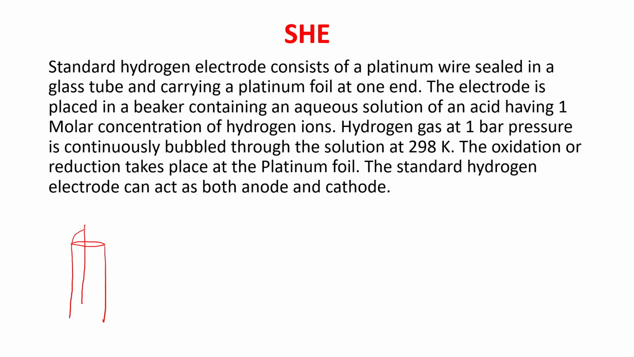So this platinum wire is sealed in the glass tube and carrying a platinum foil at one end. The electrode is placed in a beaker containing an aqueous solution of acid.